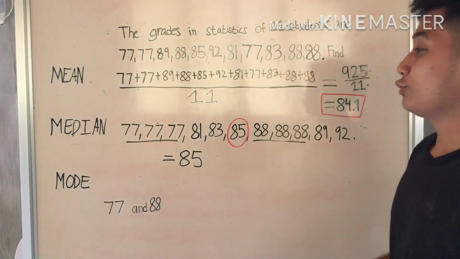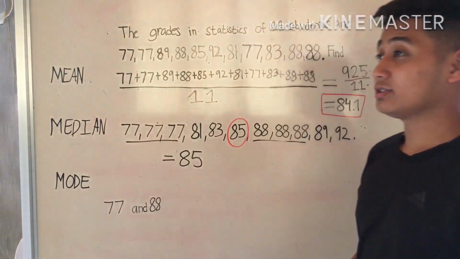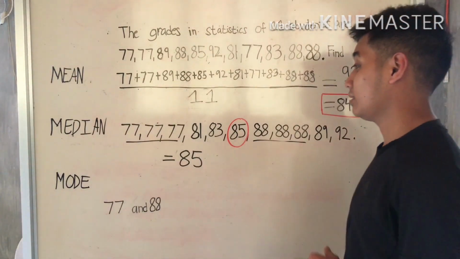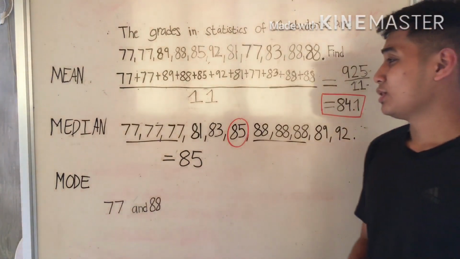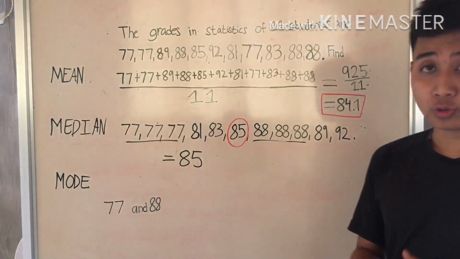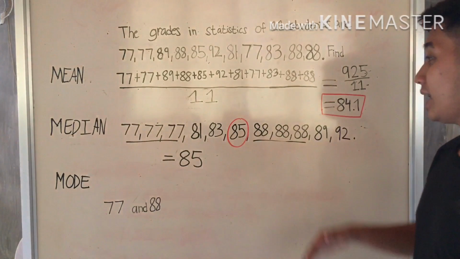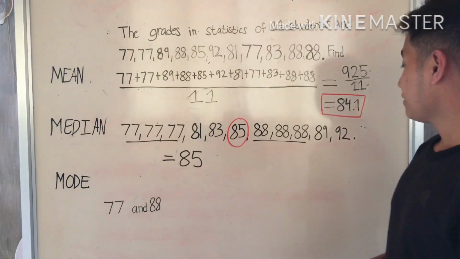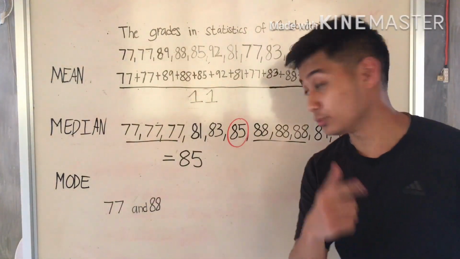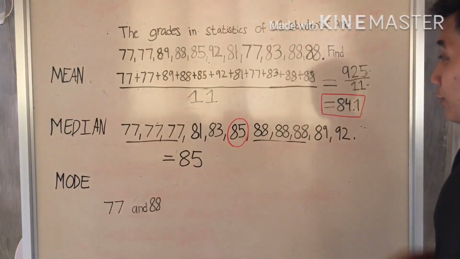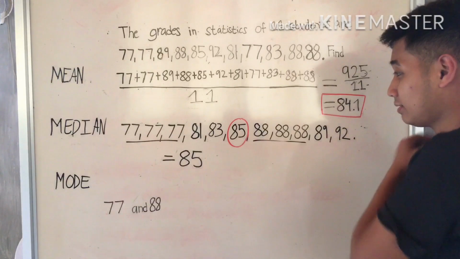And now the average grade in statistics of 11 students is 84.1. So for the median, what I did is that I arranged the grades from lowest to highest, but also you can arrange the grades from highest to lowest. It depends on you.